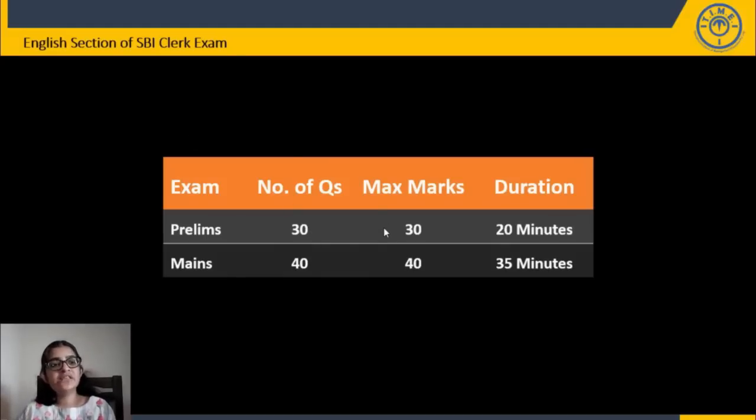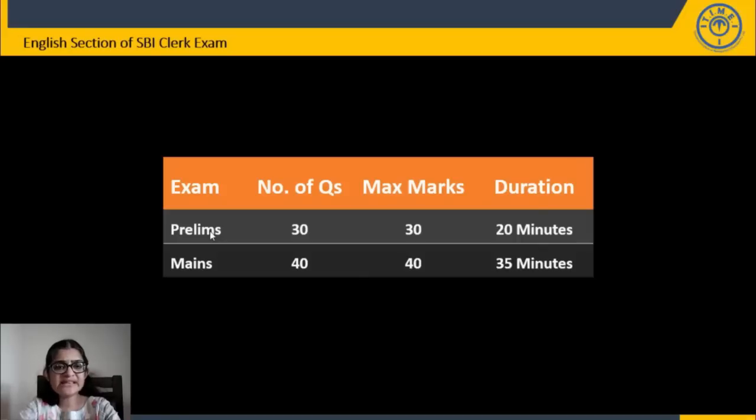As you know, in the SBI clerk exam, you have sectional time limits, right? So let's look at the prelims exam first. You have 30 questions in the English language section. You have 1 mark per question and 0.25 marks are deducted for every wrong answer. These are things you all know already. The duration of the English language section is 20 minutes. Okay, so you get less than 1 minute per question.